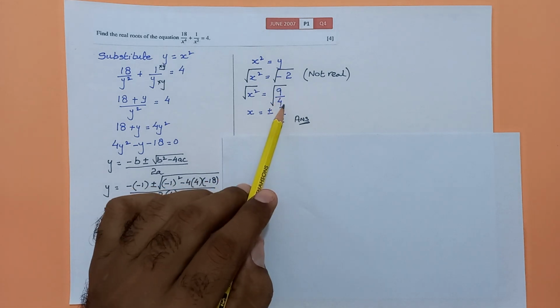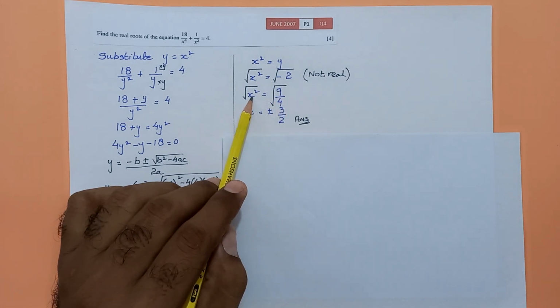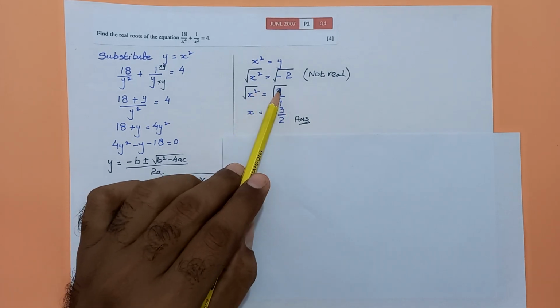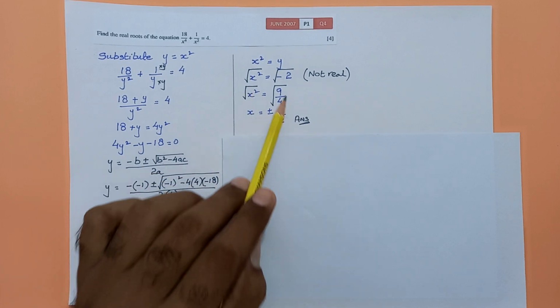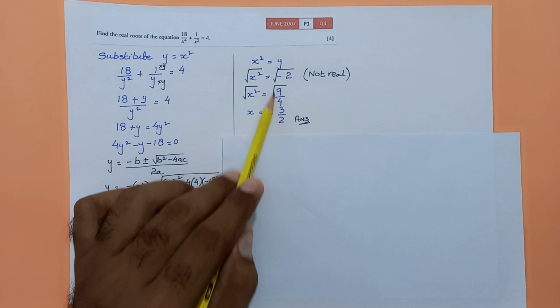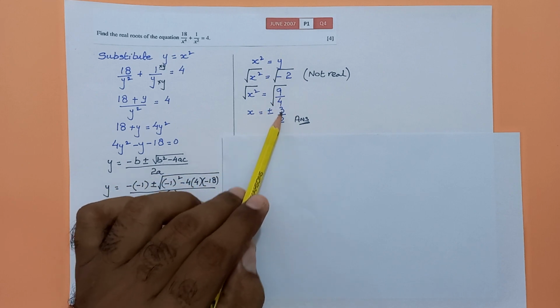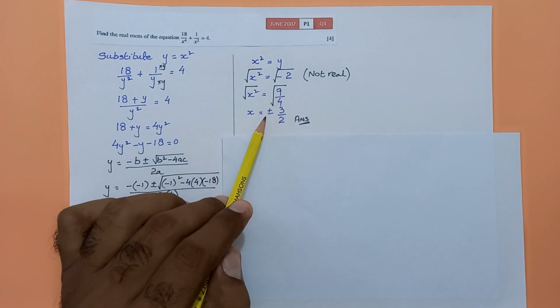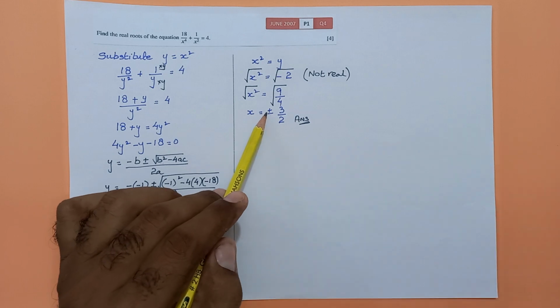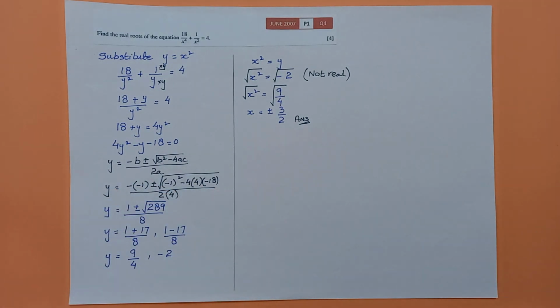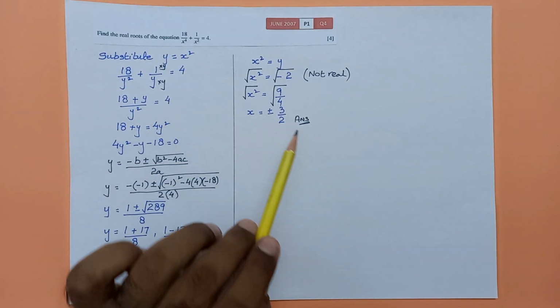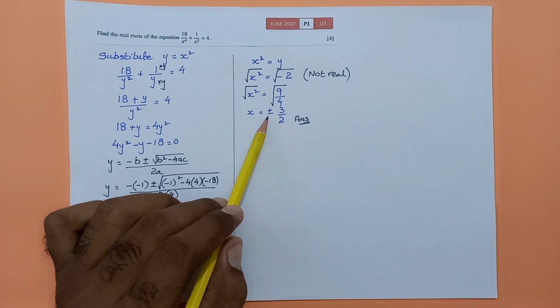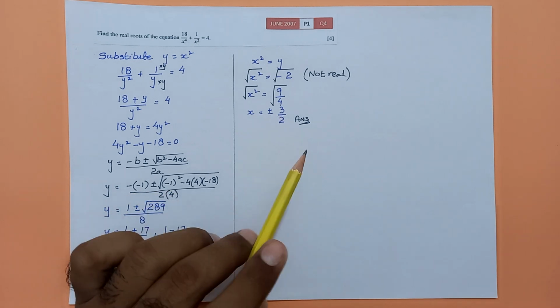We took 9 upon 4 equal to x square and took the square root on both sides, cancelled the 2 with the root, and we got the value of x. The square root of 9 upon 4 becomes 3 upon 2, and because it is a square root, it would give a positive and a negative value of x. So finally we can say that we have two real roots for the given equation: one is positive 3 upon 2 and one is negative 3 upon 2.